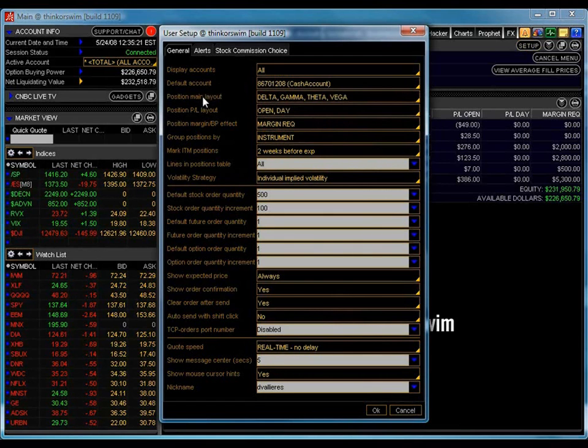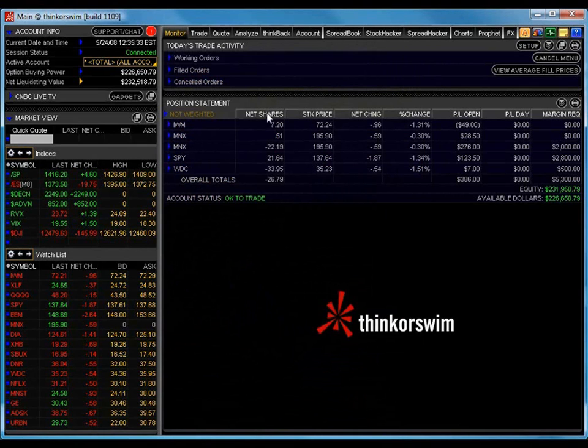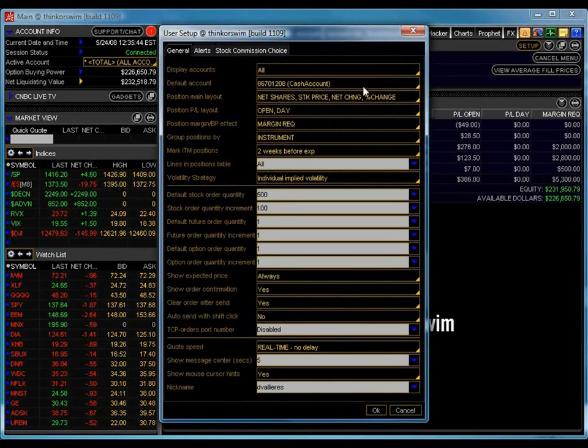The position main layout, you really want to see the delta, the gamma, the theta, and the vega. You can also select net share, strike price, net change, and percent change, and I'll show you what that looks like if you say OK. It changes these, and we no longer have our Greeks here. Instead, we have net share, strike price, net change, percent change, etc. I don't like that setup, because what we do is we manage by the numbers, and the numbers are the delta, the gamma, the theta, and the vega. So that's how I have that open.